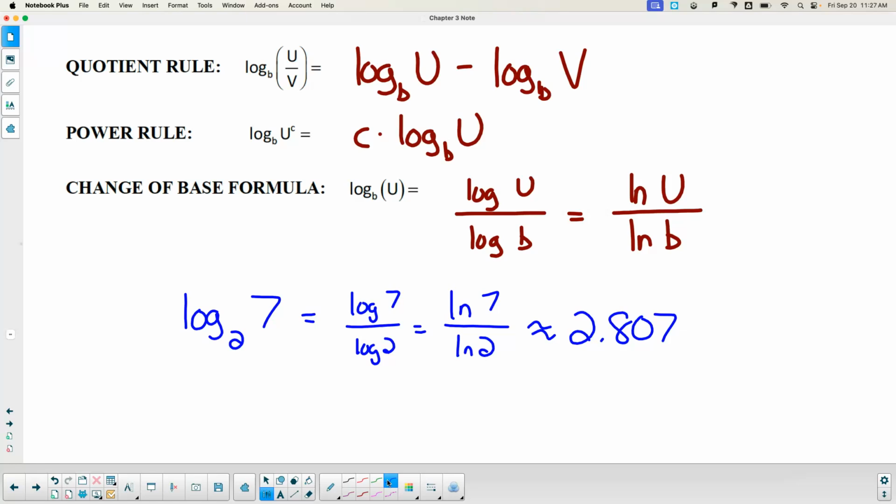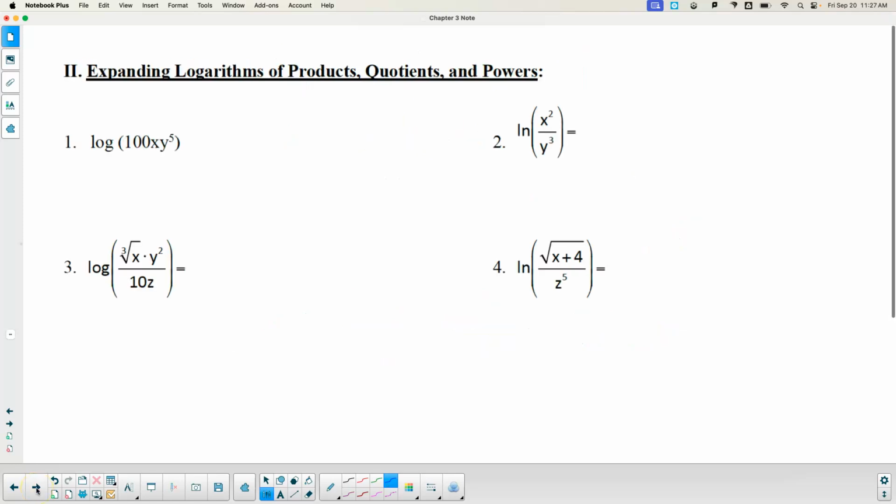It allows us to evaluate what exponent. So if I put an exponent of 2.807 onto 2, it's then going to give me 7 as an output. Okay. Love it. Here we go.